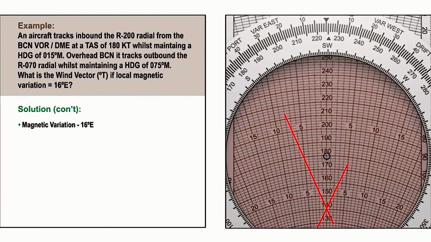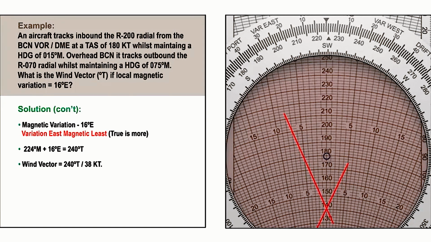The magnetic variation is 16 degrees east, and we say variation east, magnetic least. So the true heading is more than the magnetic heading by 16 degrees. The wind vector is therefore 240 degrees true at 38 knots.